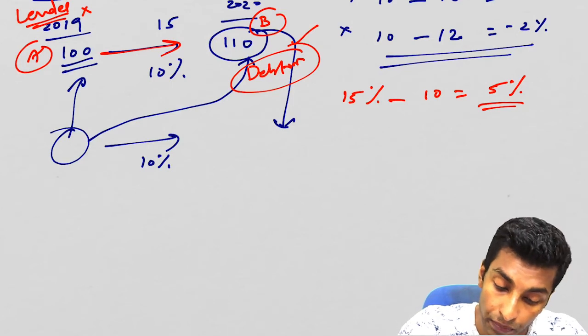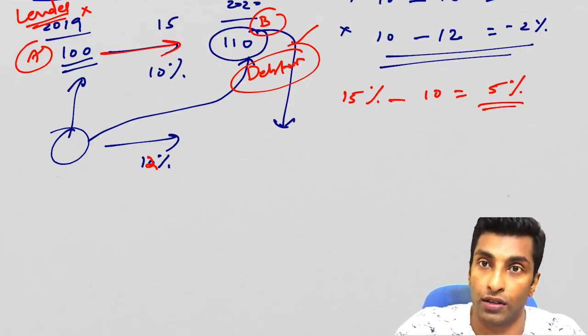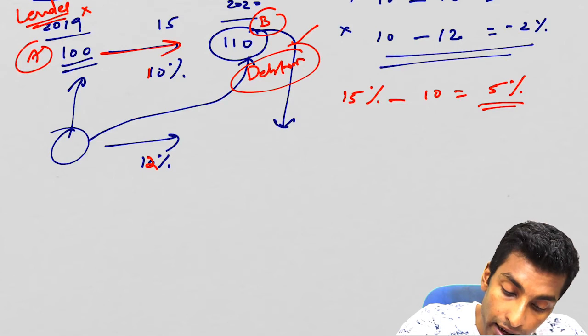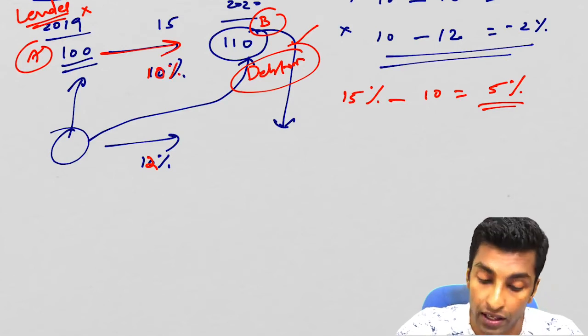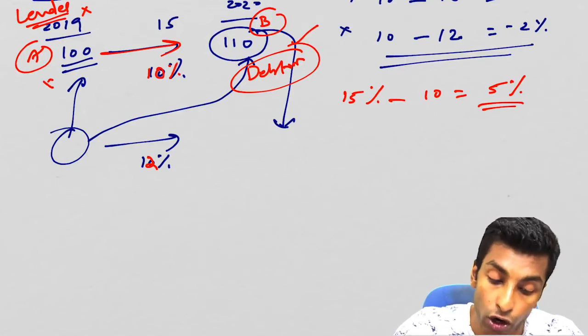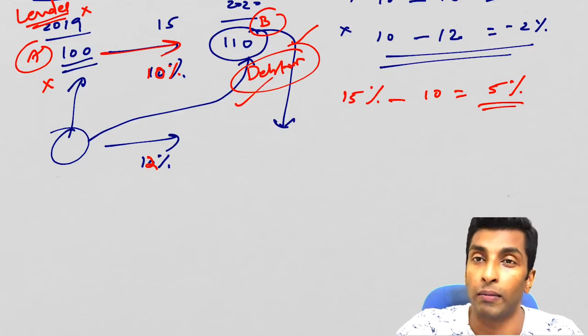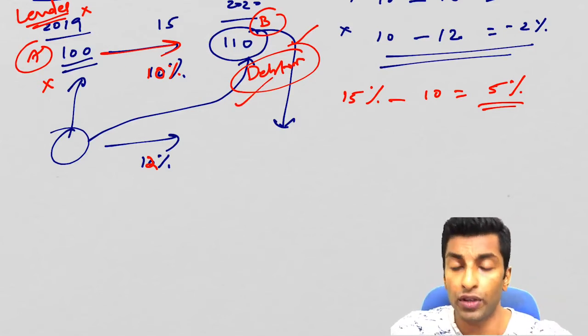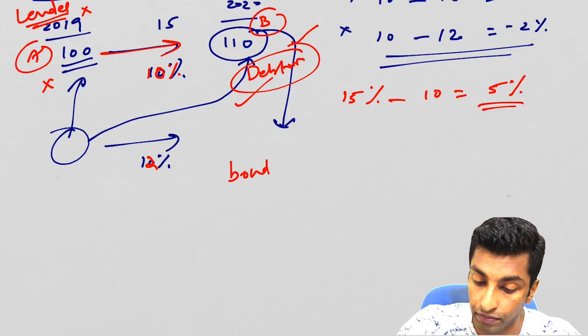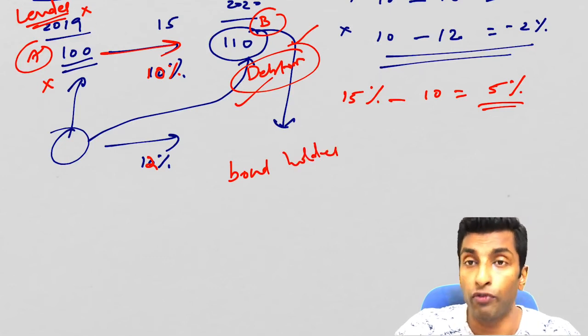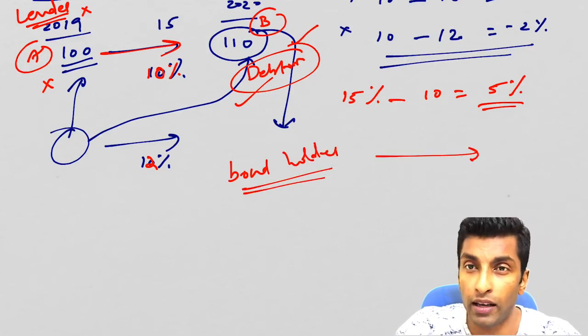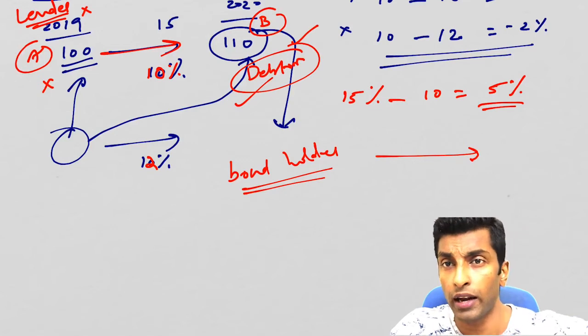So let's suppose inflation was 12%. You are lending at 10% and inflation is 12%, which means the lender is at a loss and the debtor is gaining. You can connect the same thing with the bondholder. When you hold a bond, you are actually giving money, so you are giving money and you are getting the bond.